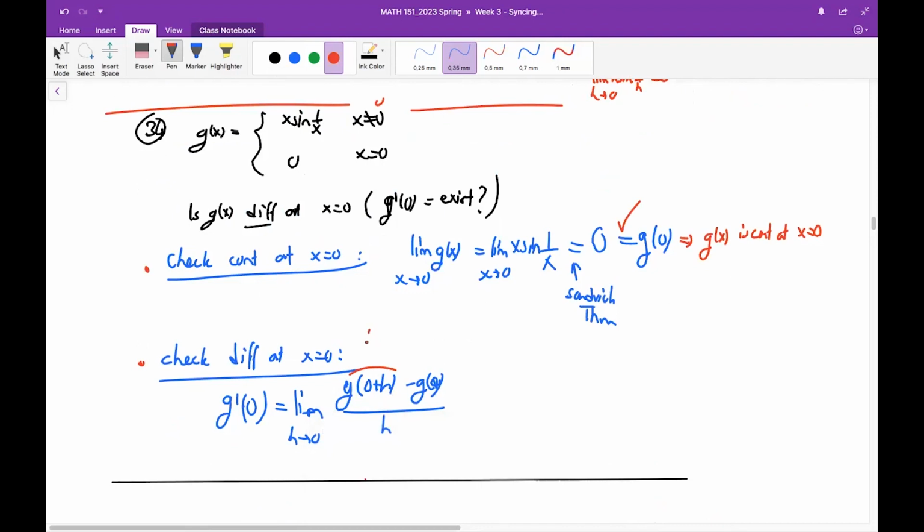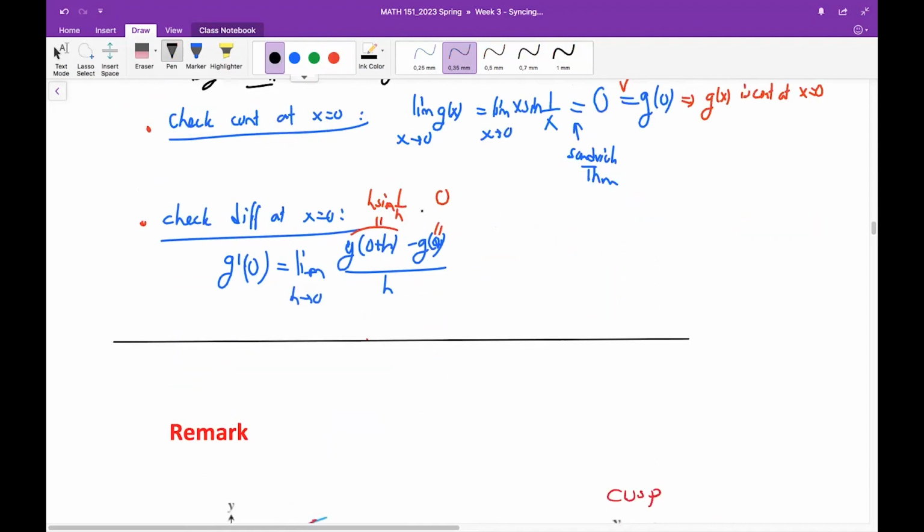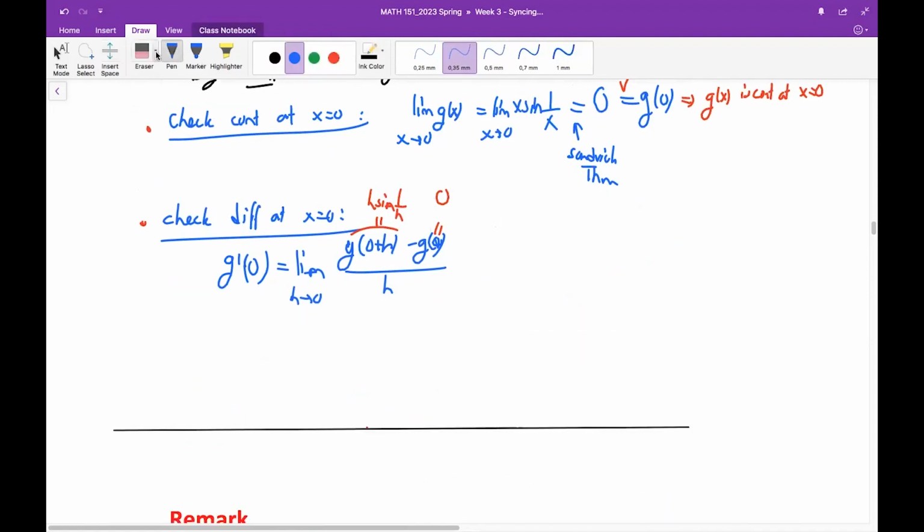g of h is h times sine 1 over h. g of 0 is just 0. Then what you have is the following: the limit as h goes to 0 of h sine 1 over h divided by h. This is what we have. We can simplify, and now we are ready to see the result.